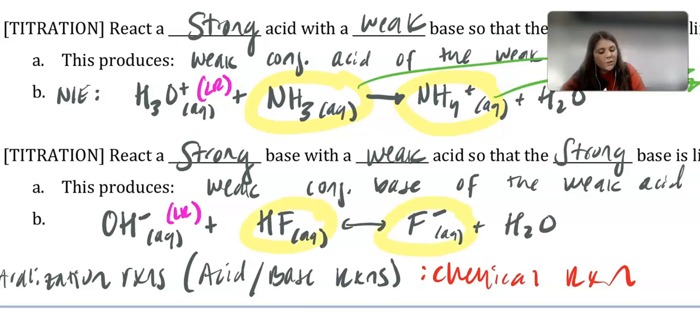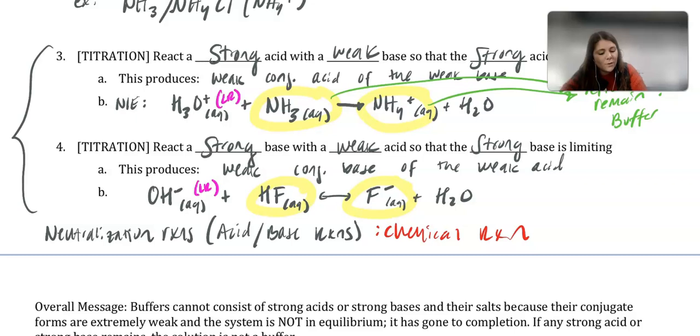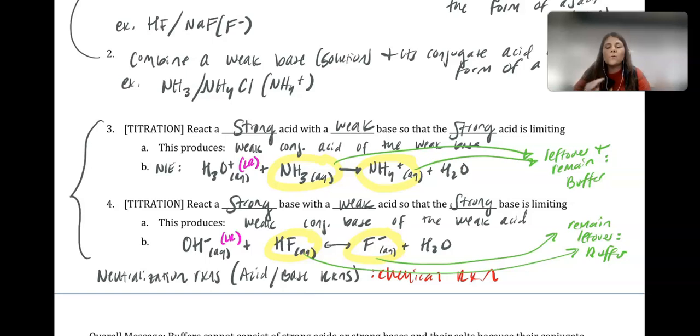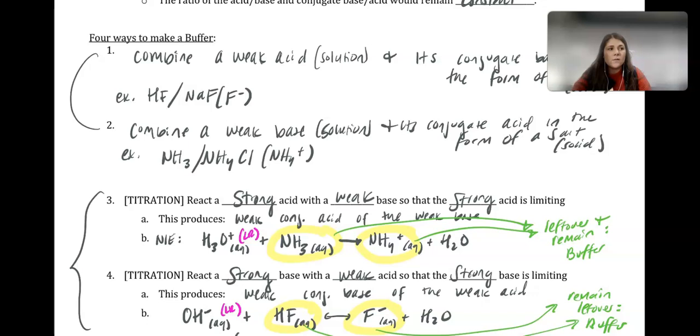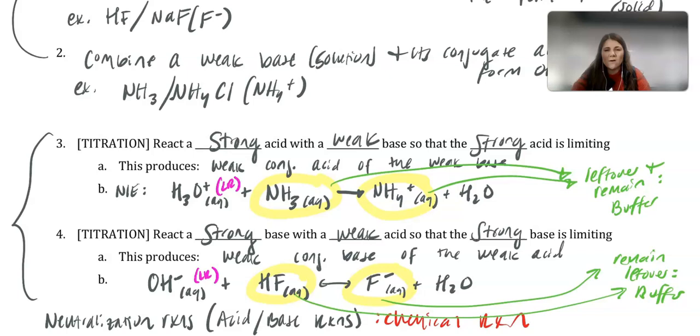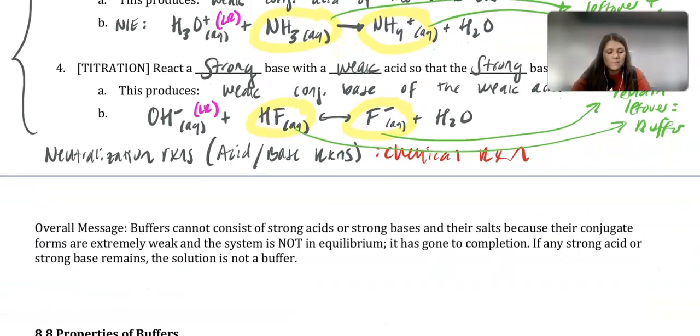So here you'll have HF and F minus remain afterwards. Same thing that I wrote above, they will remain left over. So this will be considered a buffer. Now, 3 and 4 are a little bit harder to work with, but we'll be looking at them in the next couple of objectives. But 1 and 2 can happen. Mostly for this unit, we'll be focused more on 3 and 4, okay? Just because of the problems they like to do with titrations.